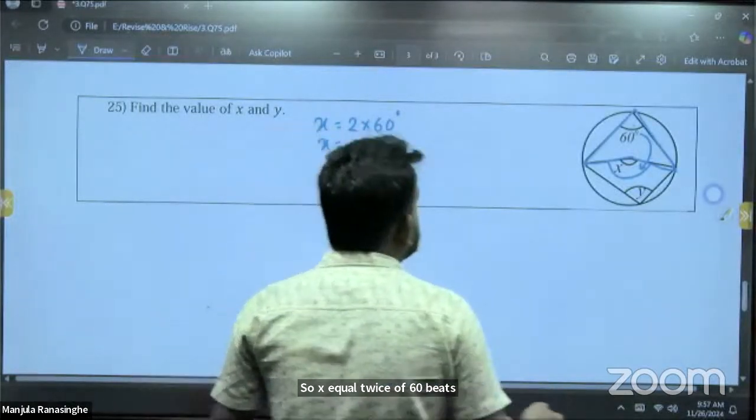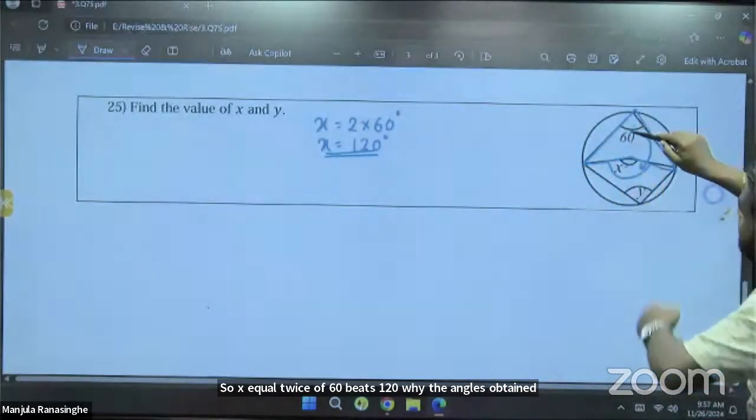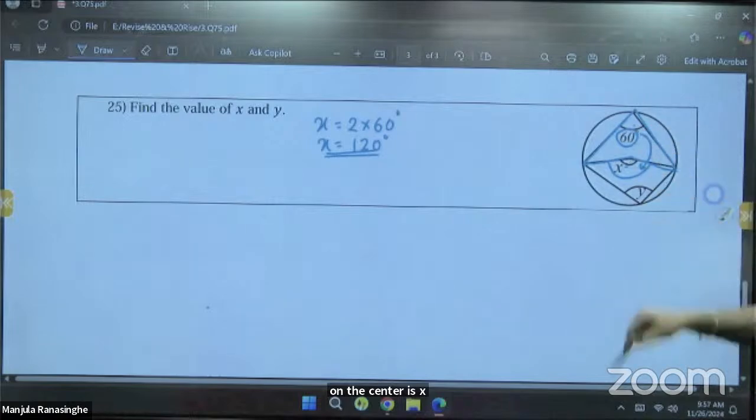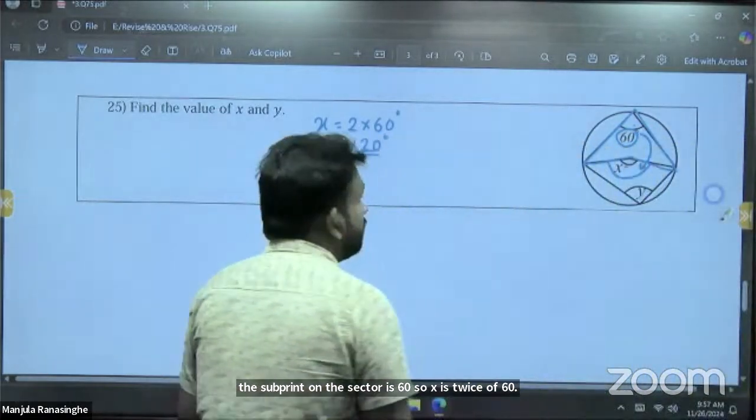Why? The angle subtended at the center is x. The angle subtended at the circumference is 60. So x is twice of 60. That means 120. Okay, now check.